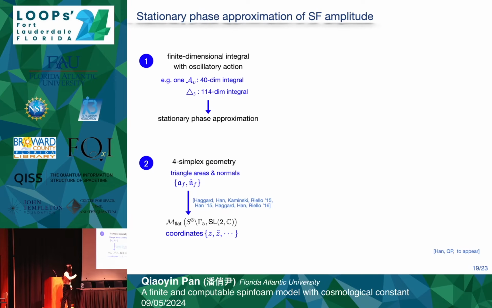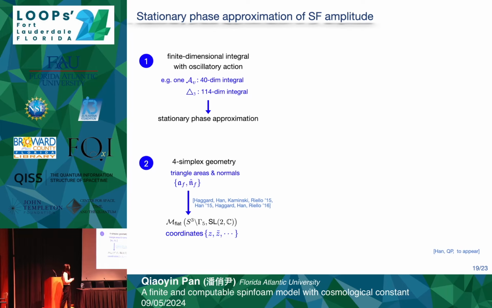The first one is for one single 4-simplex, which gives the vertex amplitude. It can be written as a 40-dimensional integral. And for the delta 3-4 complex, it can be written as a 114-dimensional integral. It's finite, so we can use the stationary phase analysis. And the second point is that we observe there's a deep relation between the 4-simplex geometry and the moduli space of SL2C flat connection on the gamma 5 graph complement in the 3-sphere.